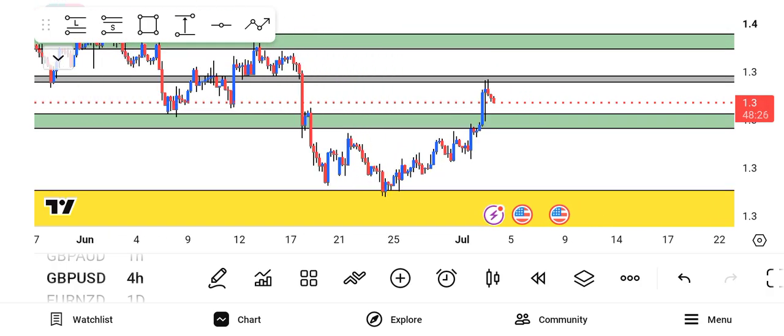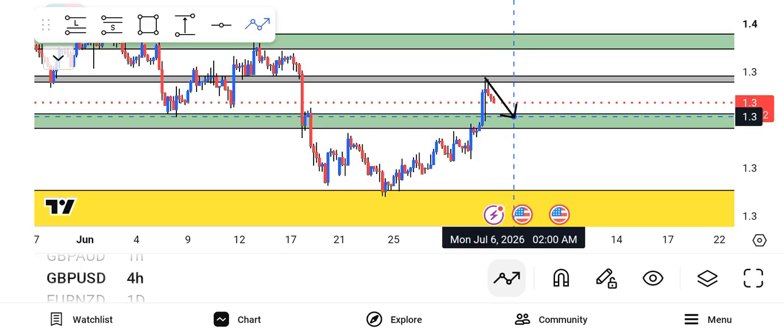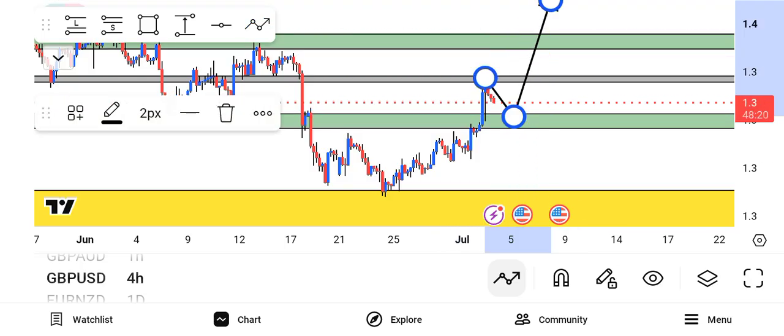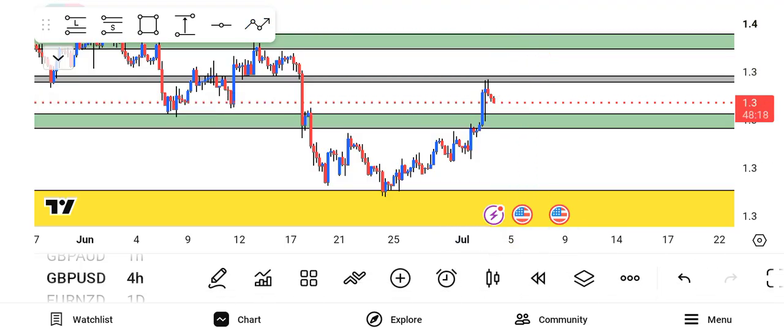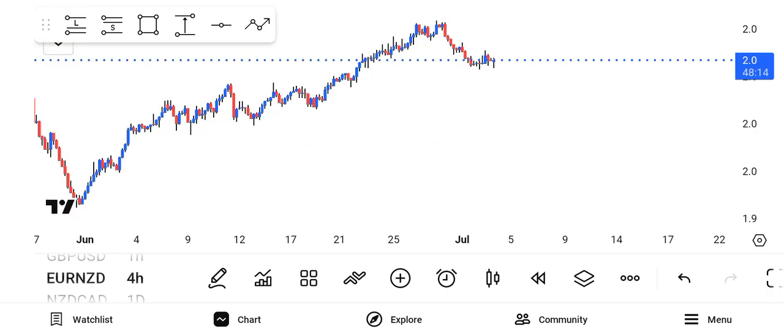So wait for the retest, then we'll buy all the way to the upside. So that is that about GBP USD. Let me see. There's Euro NZD, right?